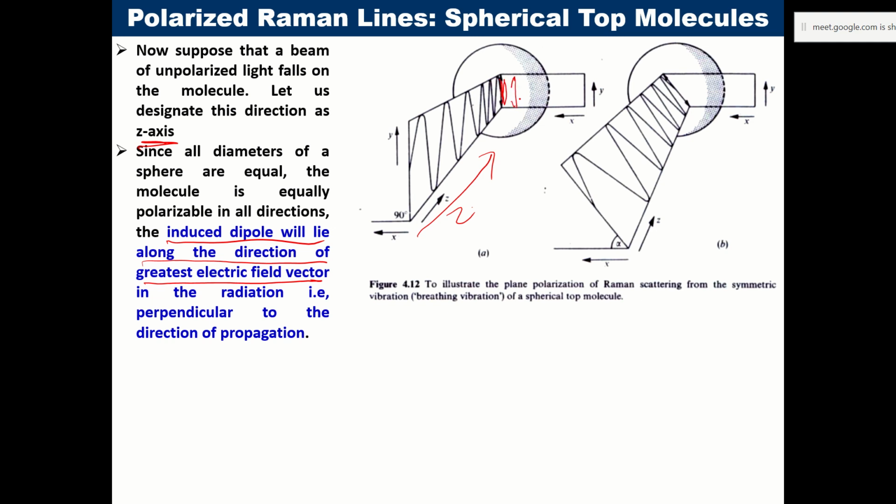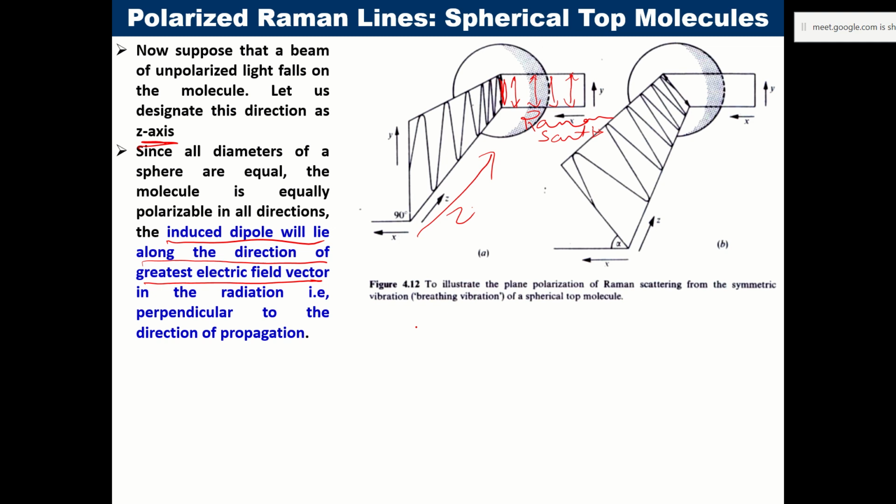So it will be oscillating like this and emit out the radiation. When the light is emitted after absorption, the oscillating electric field will be contained within this plane, which is now the xy plane. So this is the Raman scattered light which we observe. The emitted signal will have the oscillations in this plane.